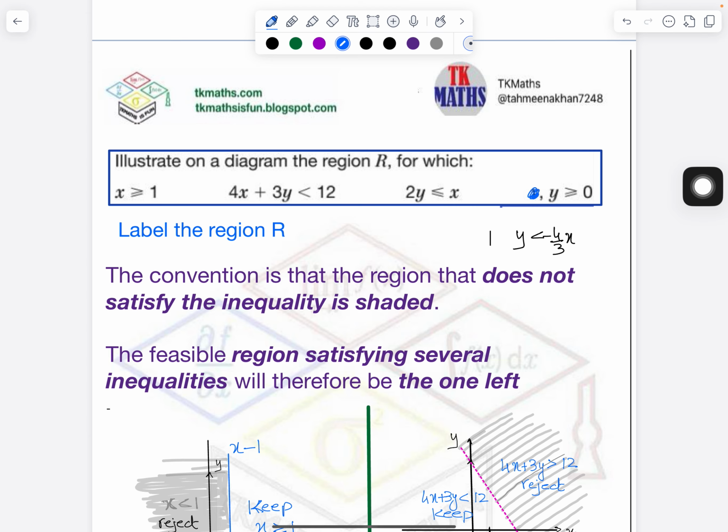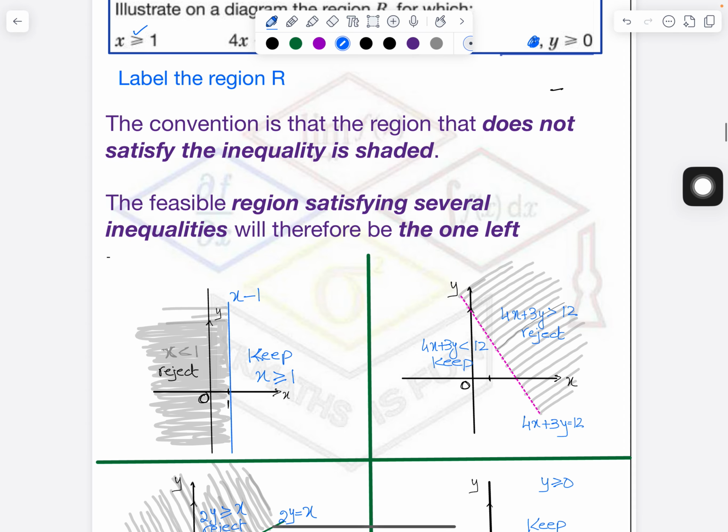Which is represented by these 4 inequalities. Like I said, whenever you are combining all the inequalities, this is the convention: do not shade the region which is required. For example, if I required the region greater than or equal to, I will shade less than or equal to. So see this line, this one, right? I need the right hand side.